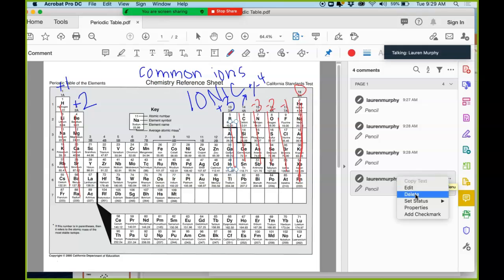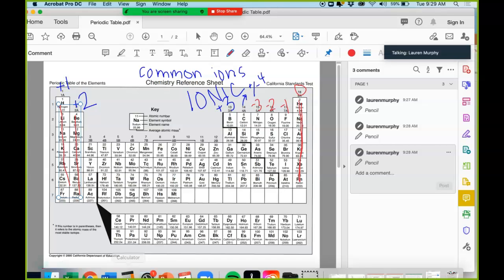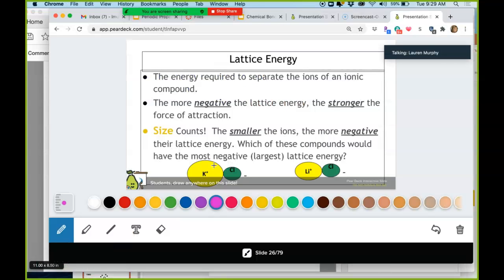Now, charge plays the role. So the first thing I have on here is potassium chloride and lithium chloride. So I'm going to go back here, I'm going to write here. If you look on your periodic table, potassium is +1 and chlorine is -1. Now lithium is also +1 and chlorine is -1.